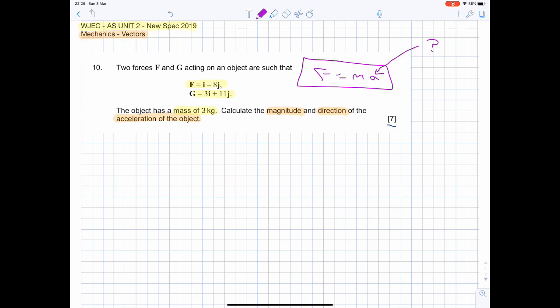We know the mass, which is 3 kg. The resultant force we also need to work out. So this is the resultant force, which I'll put here.